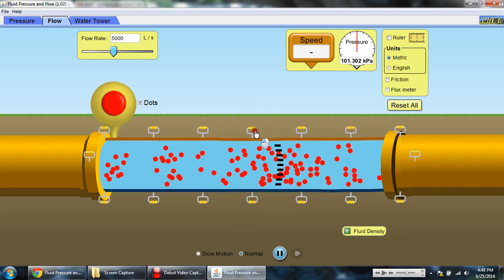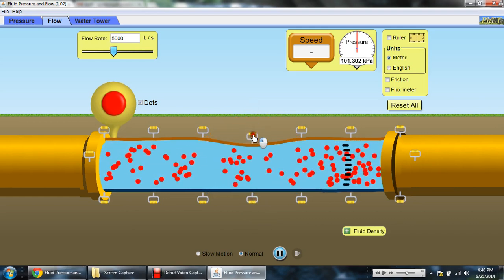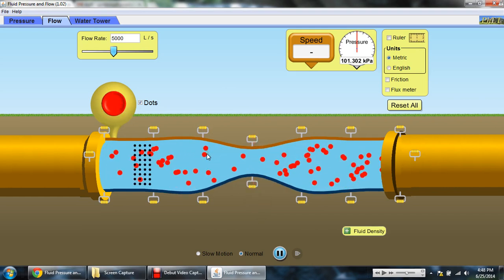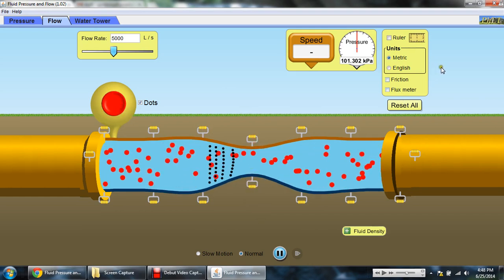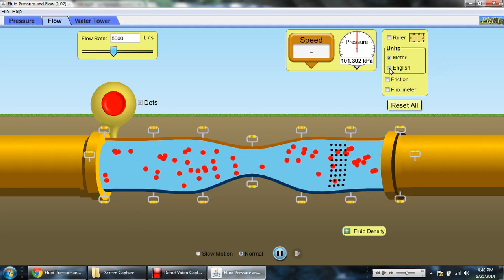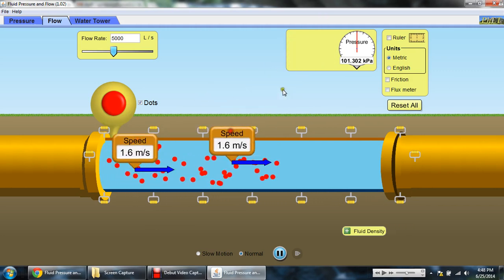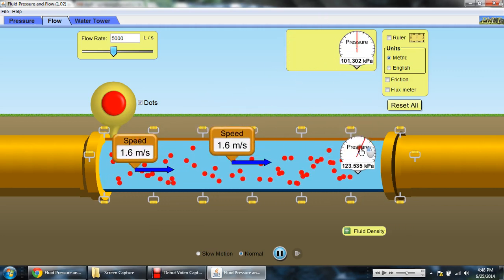If we set this back to normal, they can even be used to constrict the pipe, and you can click the dots again to see what happens. We'll go ahead and reset all. You have a speed gauge. You can pull more than one out. You can pull up to 2.